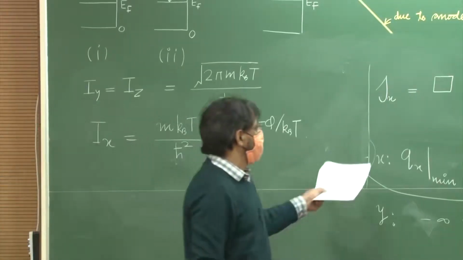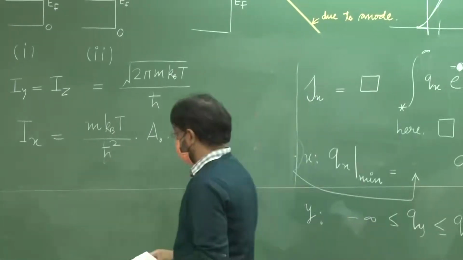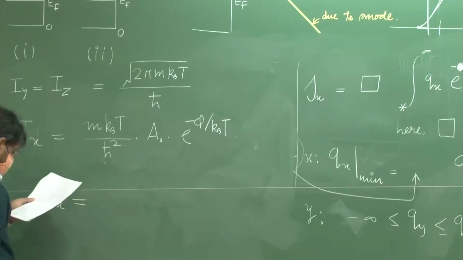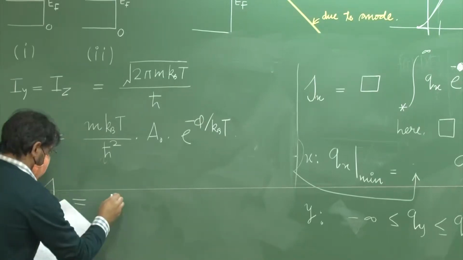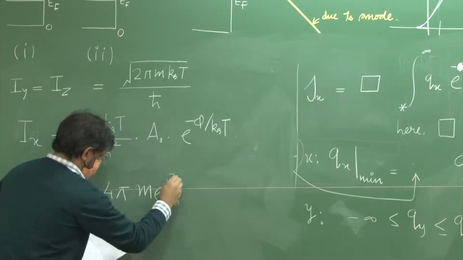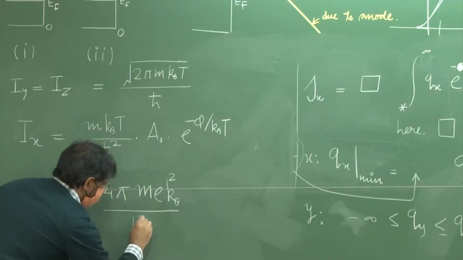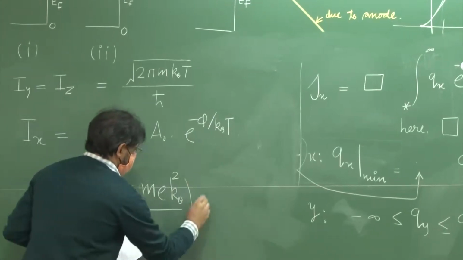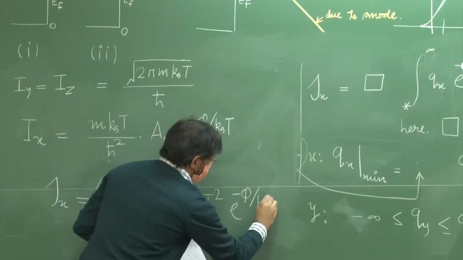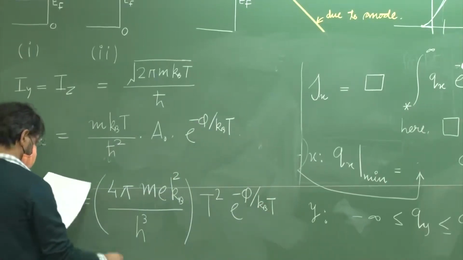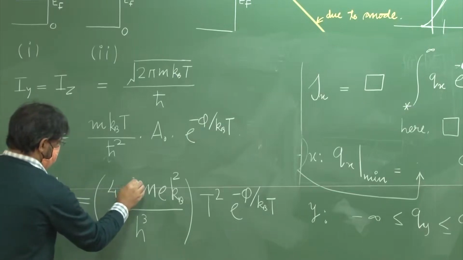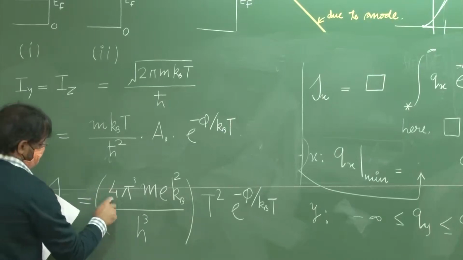Now, you are ready to plug in all the three integrals with this constant over here. When you do that, you will find that jx comes out to be, after cancelling out the common terms, 4 pi m e kb square over h cube times t square, and exponential minus phi by kbt was already there. You can rewrite it, absorbing this over here, multiplying it with a factor of, I think this should be pi cube, just check it, and multiply in the numerator and denominator by 2 and rearrange it.